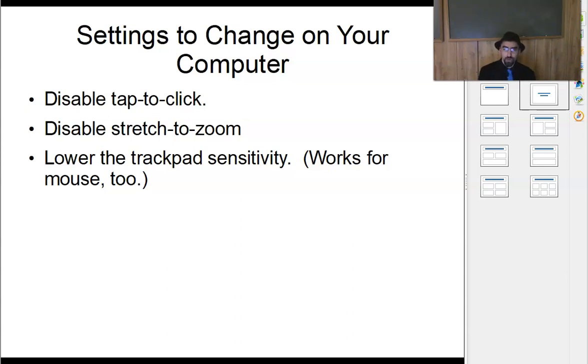This works for a mouse too. If you find yourself drawing too many jagged lines and not getting good control over a mouse, try lowering the mouse sensitivity. But yeah, changing those few settings doesn't sound like much, but you'll be amazed just how much more legible your handwriting becomes, even if you normally have bad handwriting.